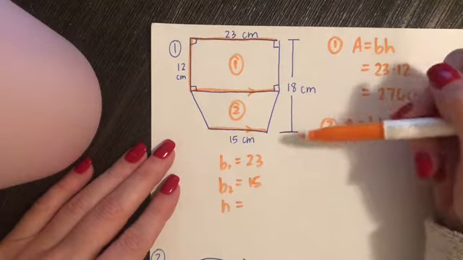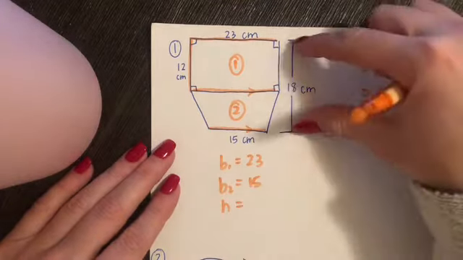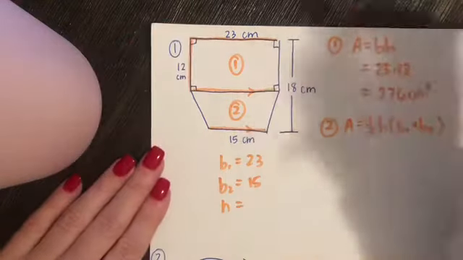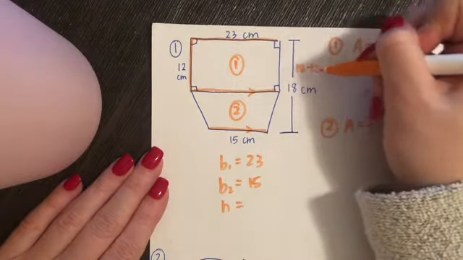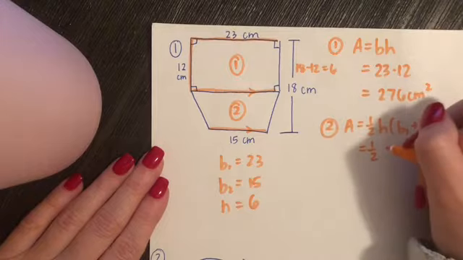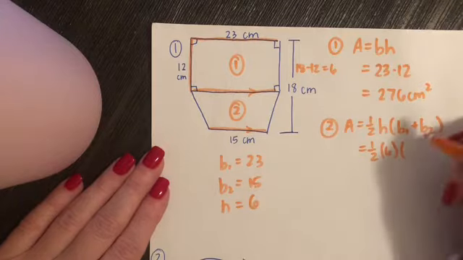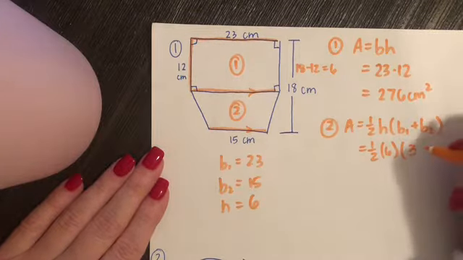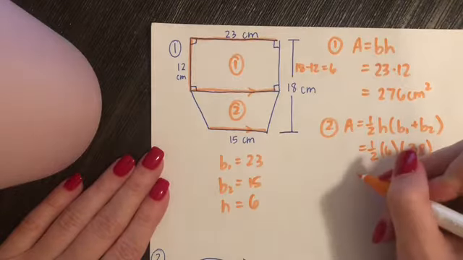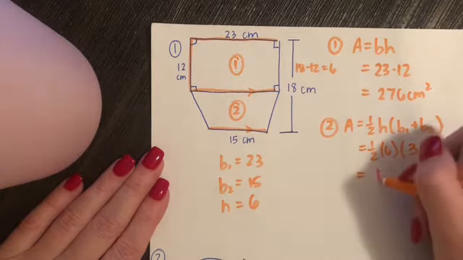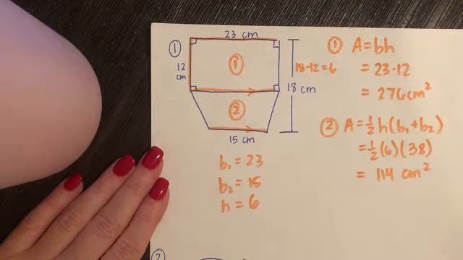If we reevaluate the picture, this entire length is 18 centimeters. So if this whole piece is 18 centimeters and just this part right here is 12 centimeters, we can do 18 minus 12 to find what just this portion would be. That looks like 6 centimeters left. So the height of this piece is 6. Let's plug them all in and crunch the numbers. I'm going to add these together, that's going to give me 38. And when you punch this in your calculator, you should get 114 square centimeters.